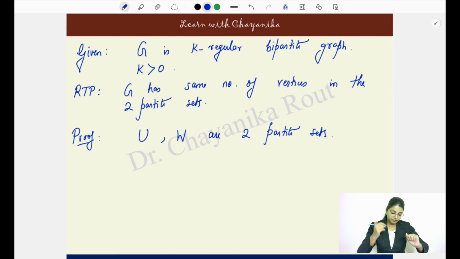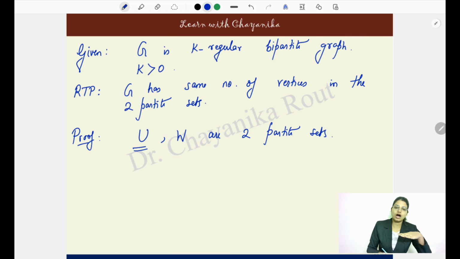Now we know in any bipartite graph, we can count the number of edges in the graph by summing up the degrees of all the vertices in one partite set. So we have two partite sets U and W. We can sum up the degrees of all the vertices present in U, that will give us the size of the bipartite graph, or we can sum up the degrees of all the vertices in the other partite set W, that will also give us the size of the bipartite graph. So we will compute the size of the bipartite graph in either way. Let us first compute it with respect to the partite set U.